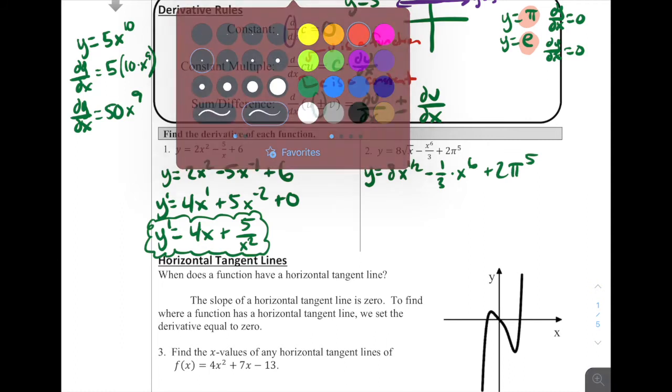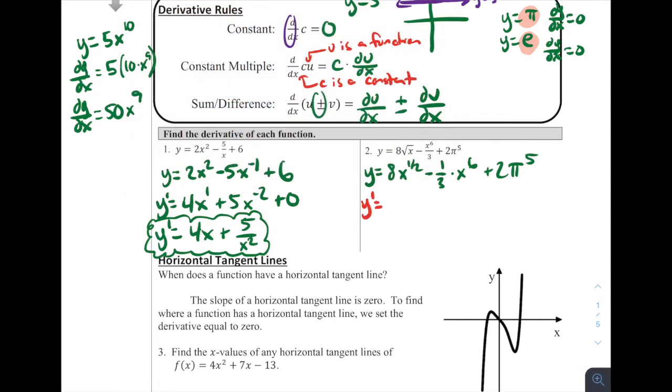So if we take the derivative, we're going to call this y prime. We've got 8 times 1/2 x to the negative 1/2 power. And then we've got a minus 1/3 times 6x to the 5th. And then we've got plus the derivative of 2 pi to the 5th. This is a constant, right? There's no variable in this term. Pi is a constant. 2 times pi to the 5th power is just a number, so the derivative of that is going to be equal to 0.